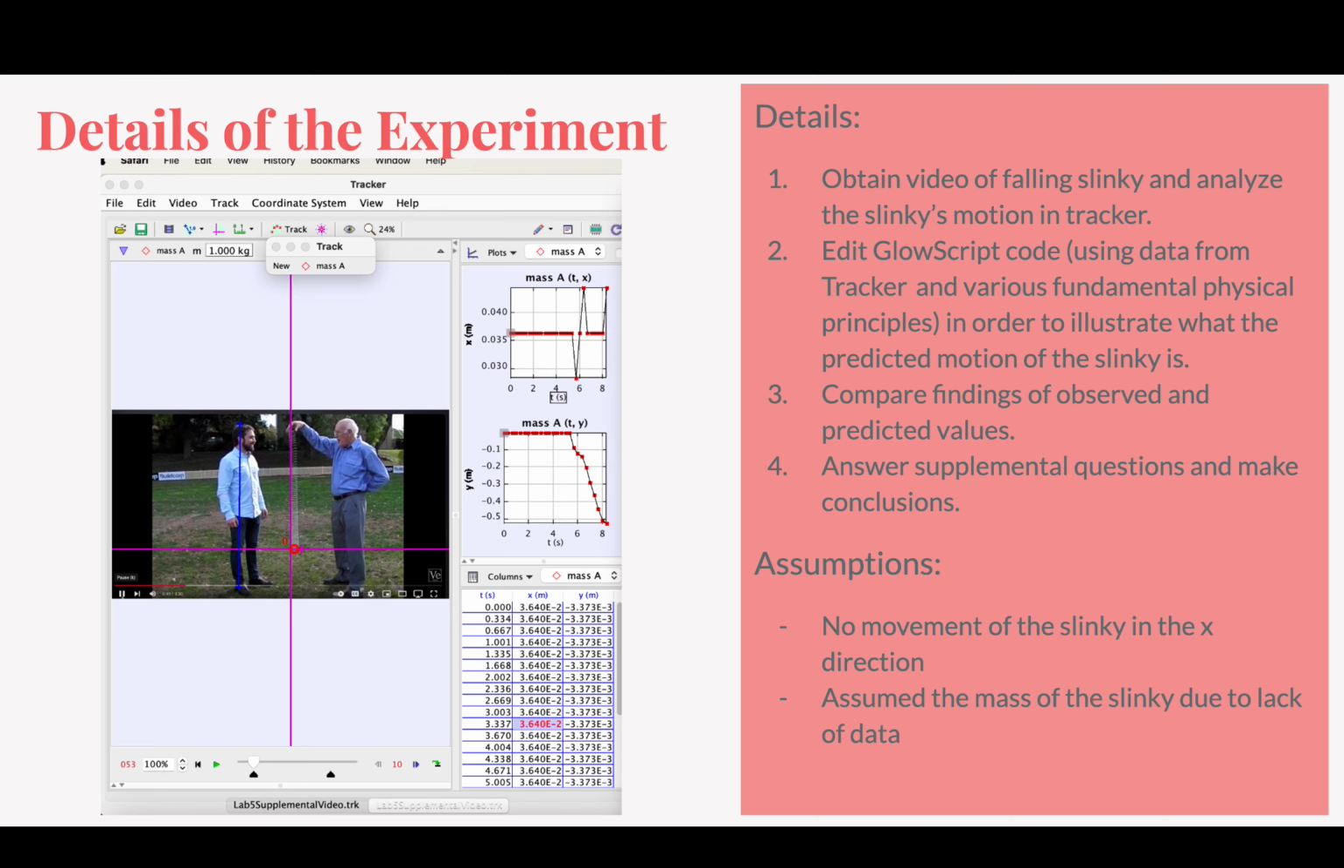The next step is to edit GlowScript code using data from Tracker and various fundamental physical principles in order to illustrate what the predicted motion of the slinky should be. The next thing to do is compare the findings of observed and predicted values, and then answer any supplemental questions and make conclusions. 2 main assumptions had to be made for this experiment. There was no movement of the slinky in the x direction, and I had to assume the mass of the slinky due to a lack of data.